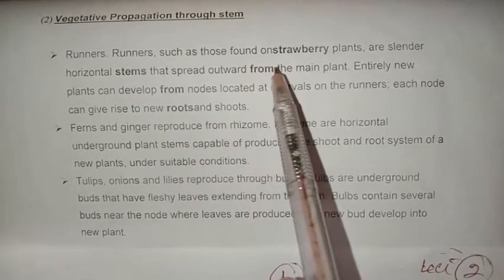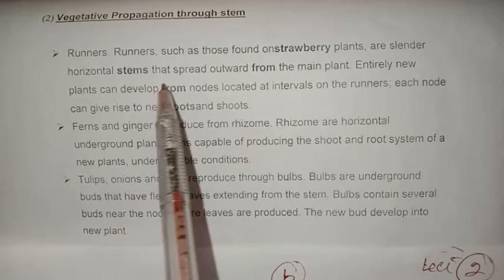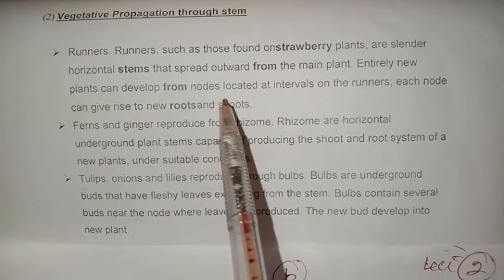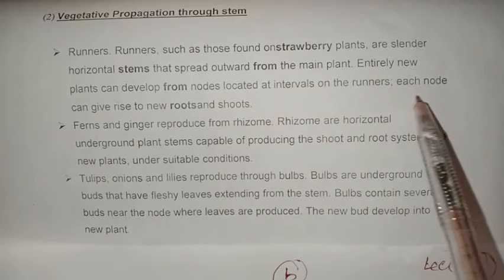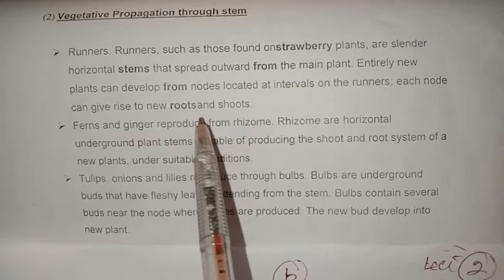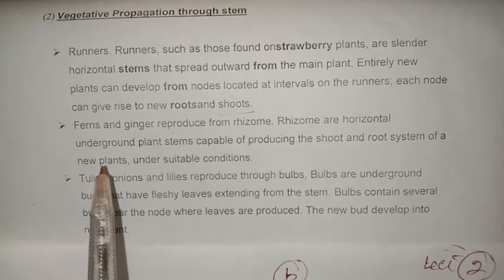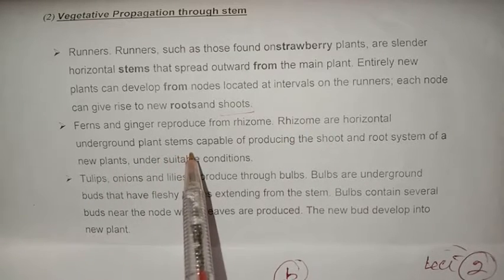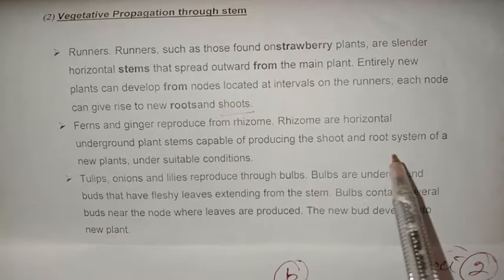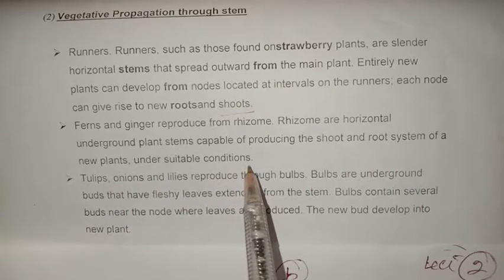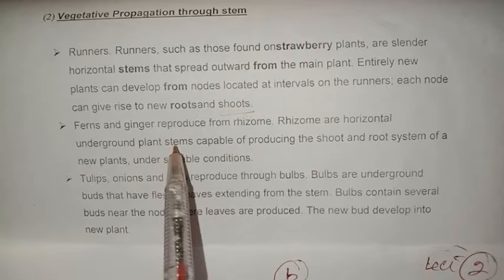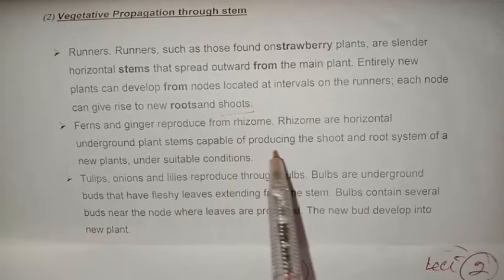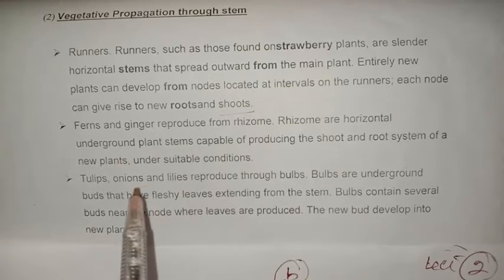Runners such as those found on the strawberry plant are cylindrical horizontal stems that spread out from the main plant. An entirely new plant can develop from nodes located at intervals on the runners. Each node gives rise to a new root and shoot. Fern and ginger reproduce from rhizome. Rhizomes are horizontal underground plant stems capable of producing the shoot and root system of a new plant under suitable conditions. So here the rhizome is the underground horizontal stem present inside the soil, and root and shoot develop from the rhizome and produce a new plant.